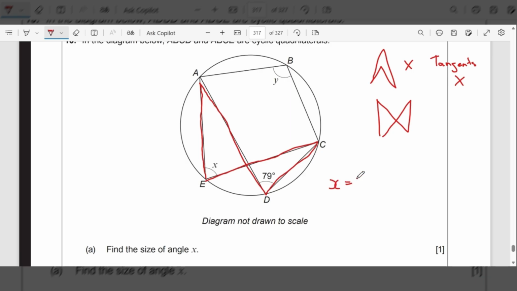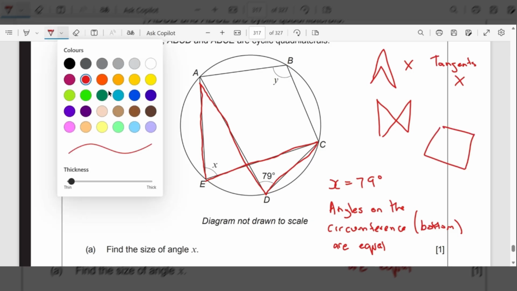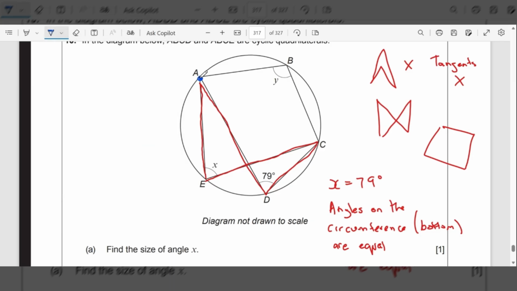Well, x equals 79. If they want a reason, the angles on the circumference, you can even go bottom, or angles on the bottom circumference are equal. Don't write angles at the bottom of the bow tie or angles at the top of the bow tie. Write angles on the circumference, okay? So that's 79. Now, can I then see a cyclic quadrilateral? Yes, I can. Can I change my color? Yes, I can. Right? A to E to C and to B, all 4 points are on the circle. There we go. That's a 4-sided shape within there.